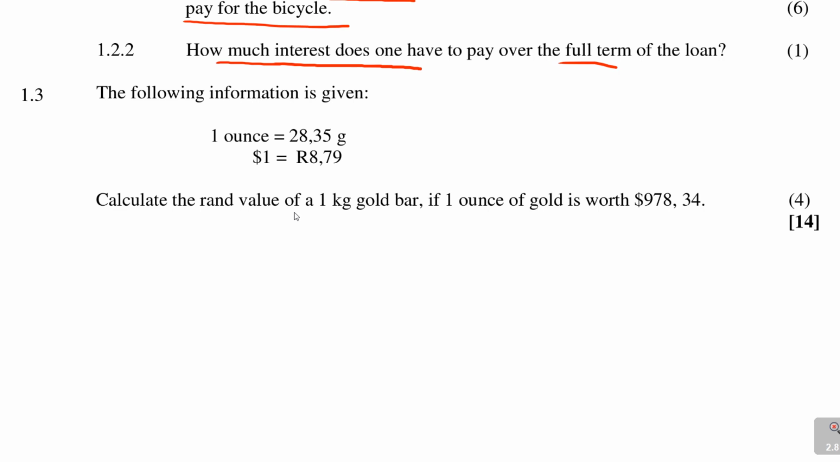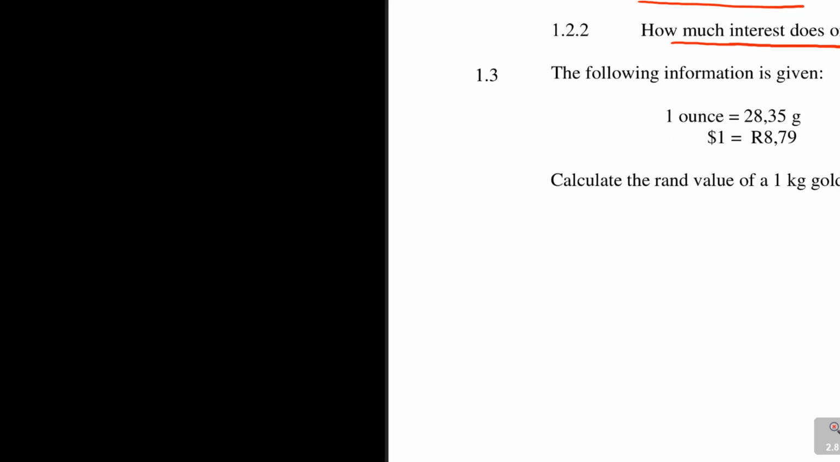It says calculate the rand value of a 1 kilogram gold bar if 1 ounce of gold is worth $978.34. So guys, 4 marks. Now I want you to be careful here. Just take this slowly. There are 2 things that I want us to work on. So let me write this. 1 ounce is equal to 28.35 grams, right?